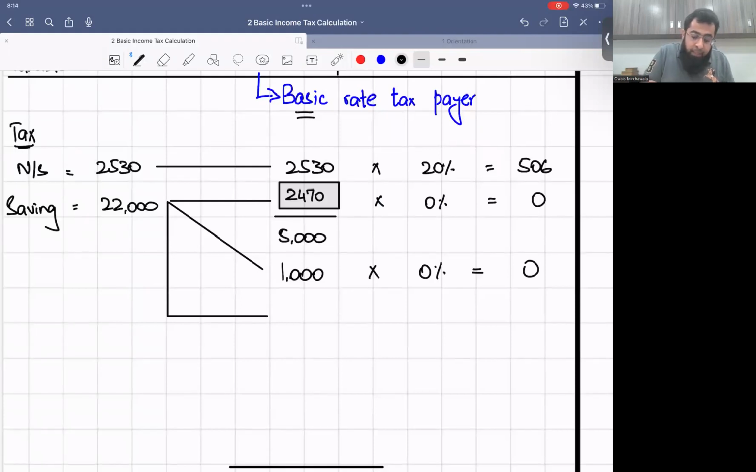22,000 minus 2,470 minus 1,000. So it's 18,530. Basic rate for saving income is 20%. So 3,706. If you have any query, don't worry, I'll repeat it again.